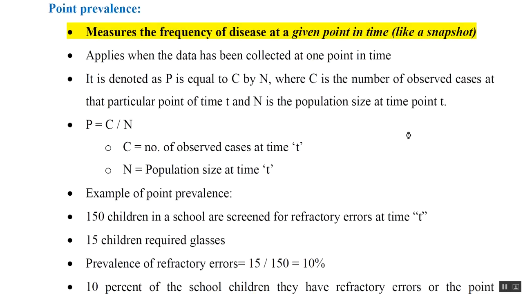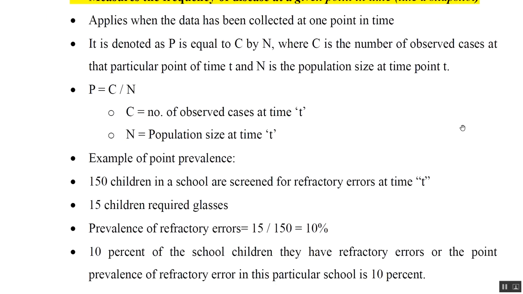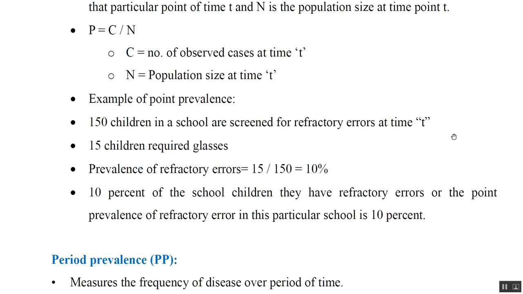So let us see some examples. For example, 150 children are screened for refractive errors and 15 are having it and they require glasses. So prevalence of refractive error is 15 divided by 150, which is equal to 0.1. It is always expressed as a percentage. So here the point prevalence is 10%.